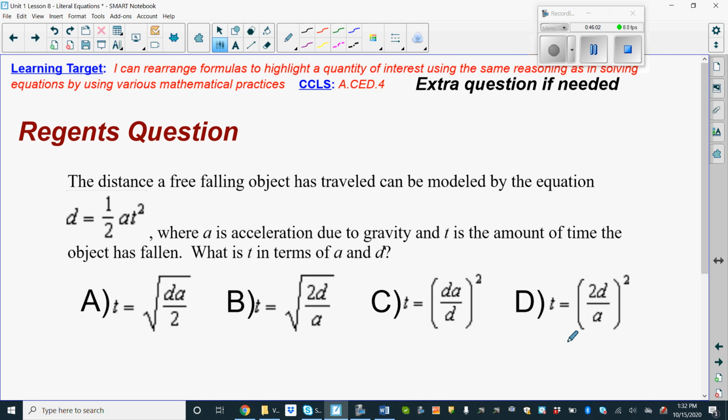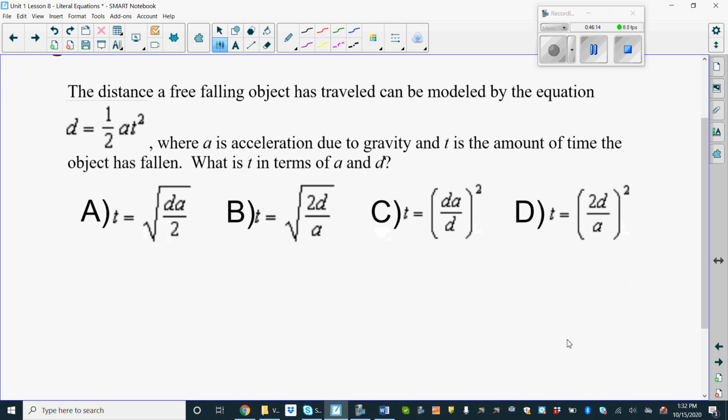Here is a Regents question. So the distance a free-falling object has traveled can be modeled by the equation d equals 1/2 at squared, where a is the acceleration due to gravity and t is the amount of time the object is falling. What is t? So we have to solve for t in terms of a and d. So that means you're going to solve for the letter t, and a and d are going to be in your answer. They're your other variables. So we have d equals 1/2 at squared, okay? So we're solving for t.